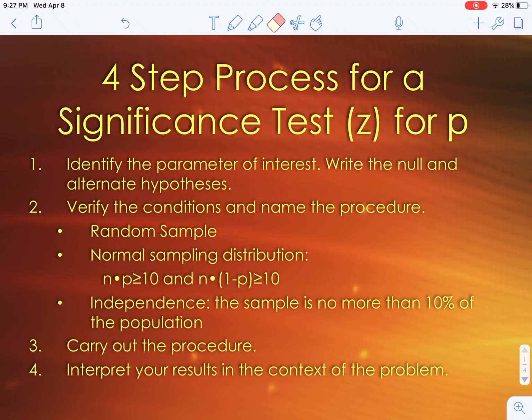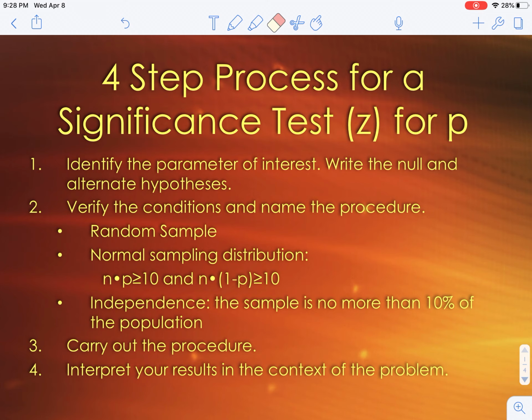So step one, you're going to identify your parameter of interest. So you're going to write down, in this case, what P stands for. You're going to write your null and alternate hypotheses. So I'll review that. Step two is your conditions, and then you're going to name your procedure.